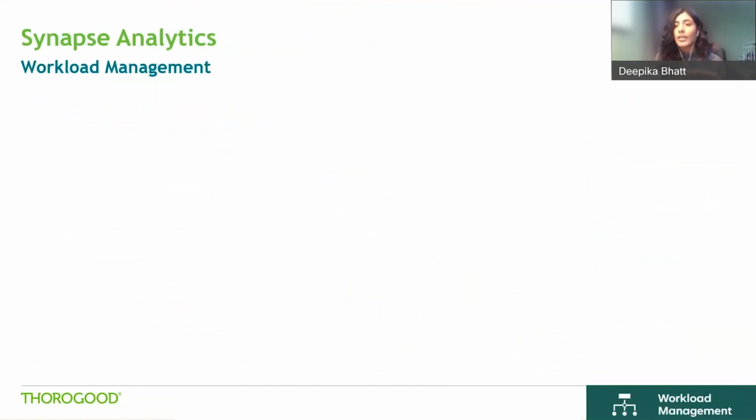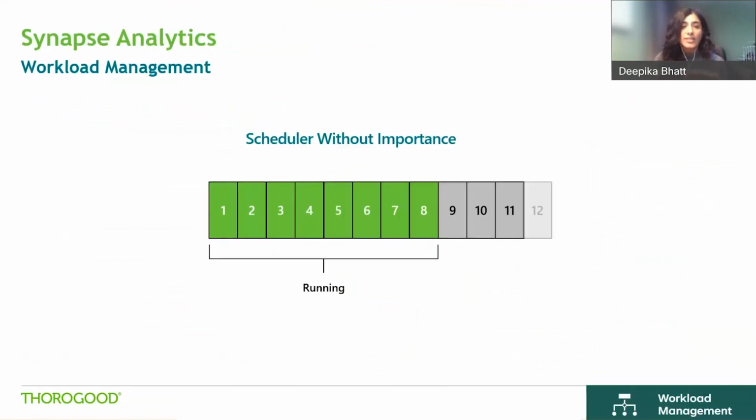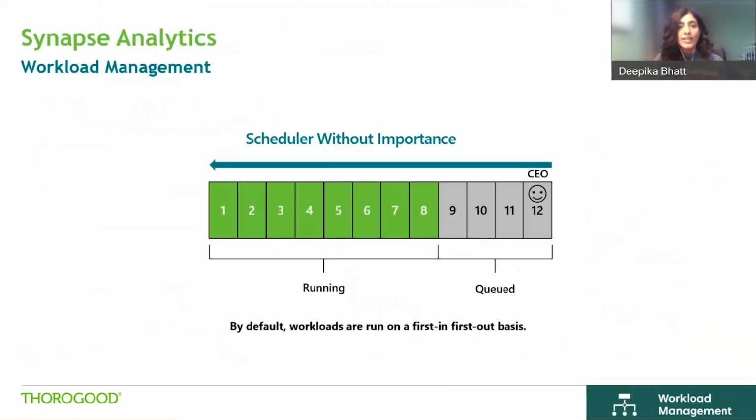So now that we know that the user identity can be passed through Power BI to Azure Synapse, next we can explore how it can further help customize our Power BI workloads. So first, let's look at how the standard BI workload is managed by the scheduler. As we see, as the queries are hitting our source data set, they are managed on a first in, first out basis.